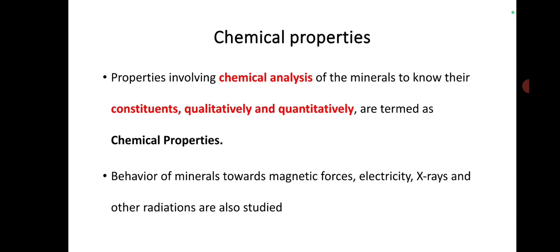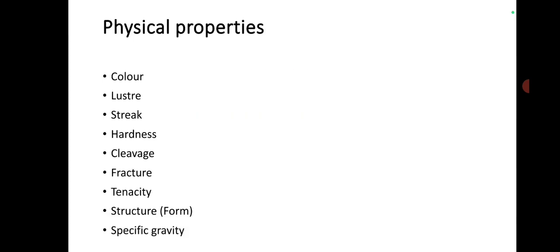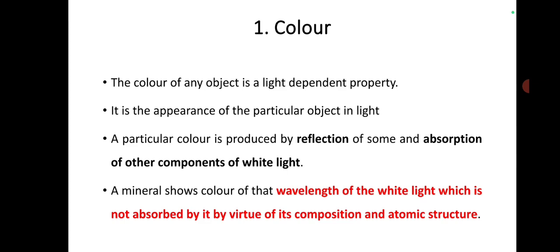Depending on all these properties, we classify minerals and collect information regarding new minerals. The major physical properties are color, luster, streak, hardness, cleavage, fracture, tenacity, structure or form, and specific gravity. The first one we will deal with is color. The color of any object is a light-dependent property. It is the appearance of a particular object in light. A particular color is produced by the reflection of some components of white light.